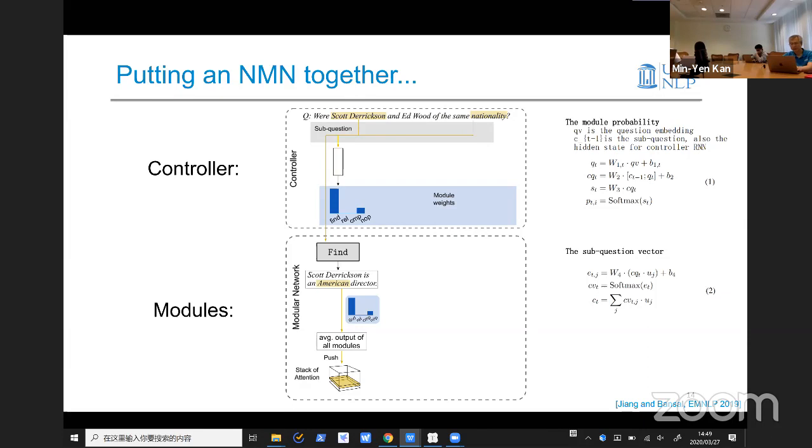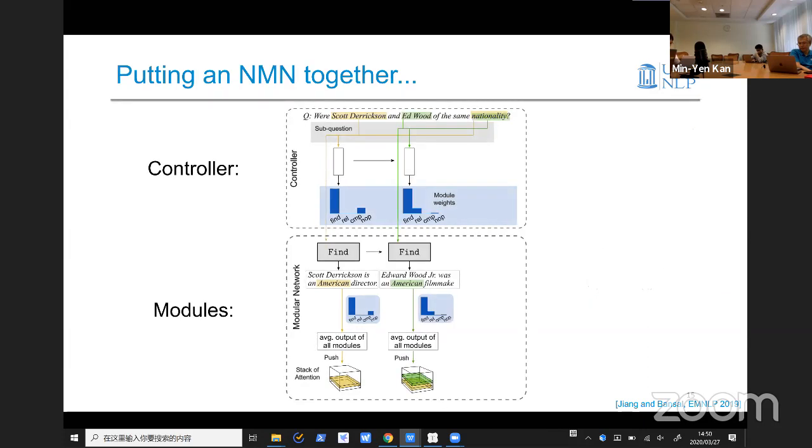At the top is the controller, the RNN controller, and the ones at the bottom are the modules. First the controller predicts a distribution over these four kinds of modules, and you pick the most relevant one. For example, here we should first operate a find module, and run it to find a specific entity. Here you find American, and then they save this attention distribution into a stack. This is the stack that you know from algorithms: first in, last out.